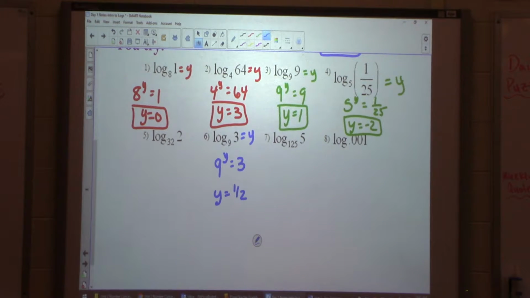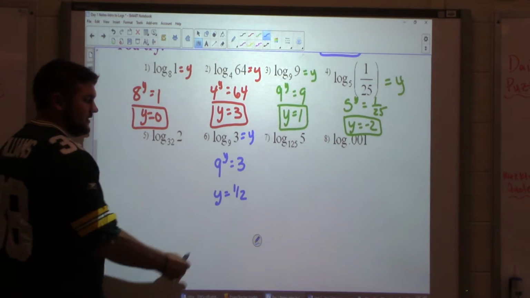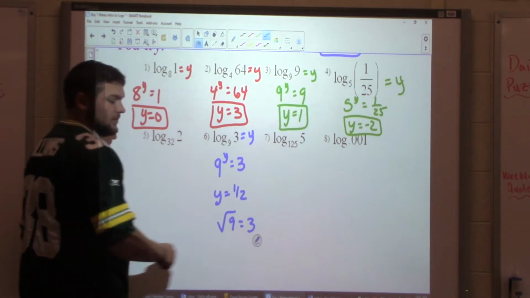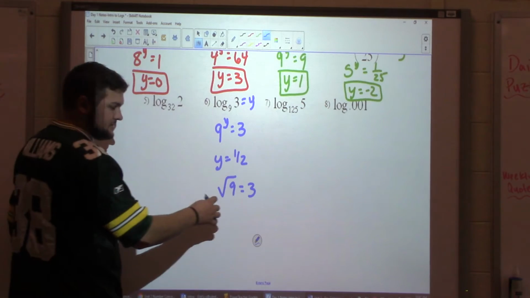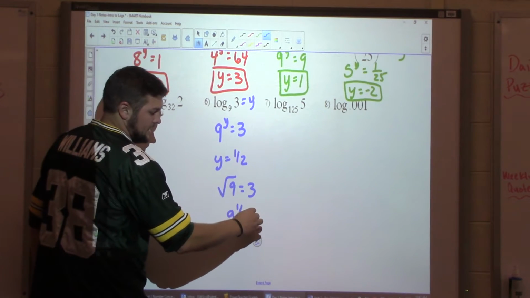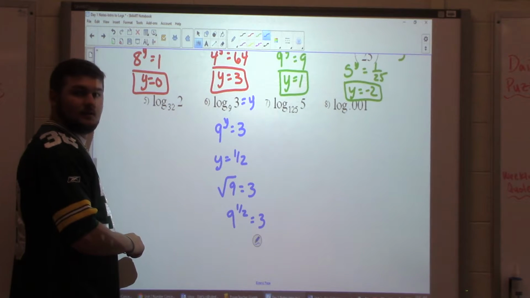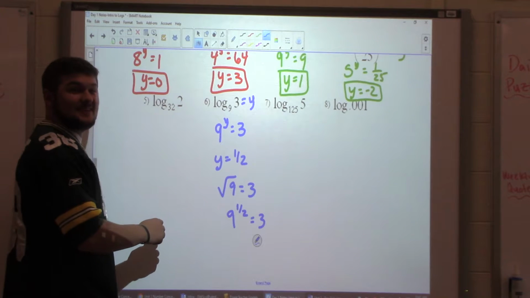What's another way to get from 9 to 3? What did we do last unit? We had radicals, right? The square root of 9 is equal to 3, correct? The square root of 9 is the same as 9 to the 1/2 power. Does that make sense?